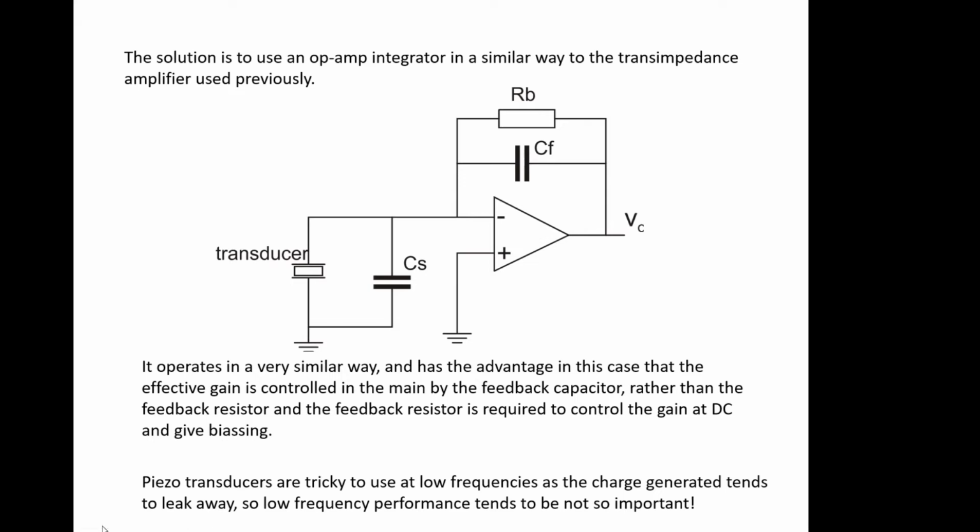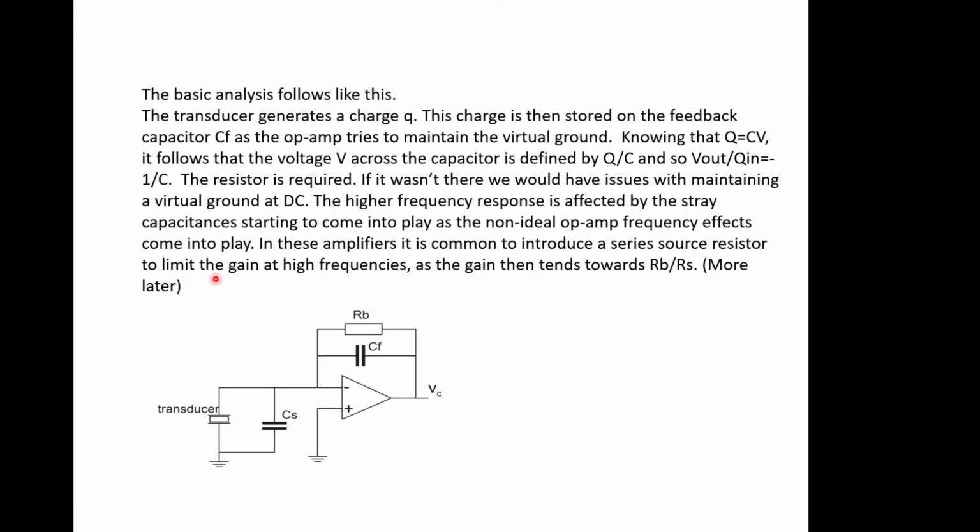Anyway, how do we analyze this? Right. So the basic analysis follows like this. The transducer generates a charge Q. This charge is then stored on the feedback capacitor CF as the op-amp tries to maintain the virtual ground, which is what I said earlier.